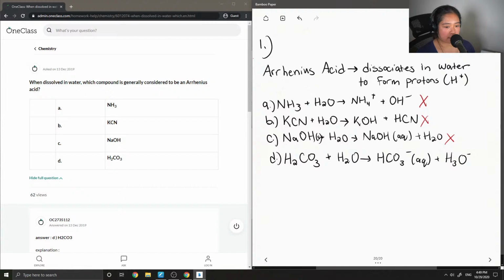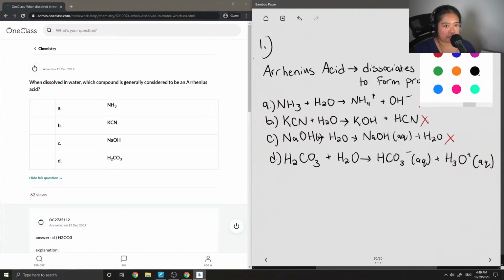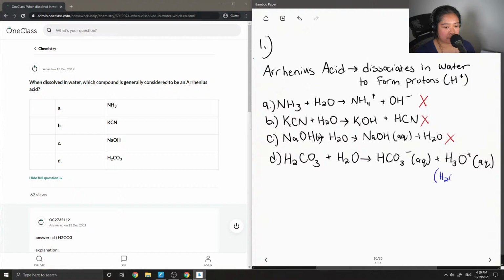So this actually gives us the H3O plus ion, which is essentially just protonated water. I'll put that in brackets. So this is our answer for the Arrhenius acid, since when it dissociates in water, it forms the protons.